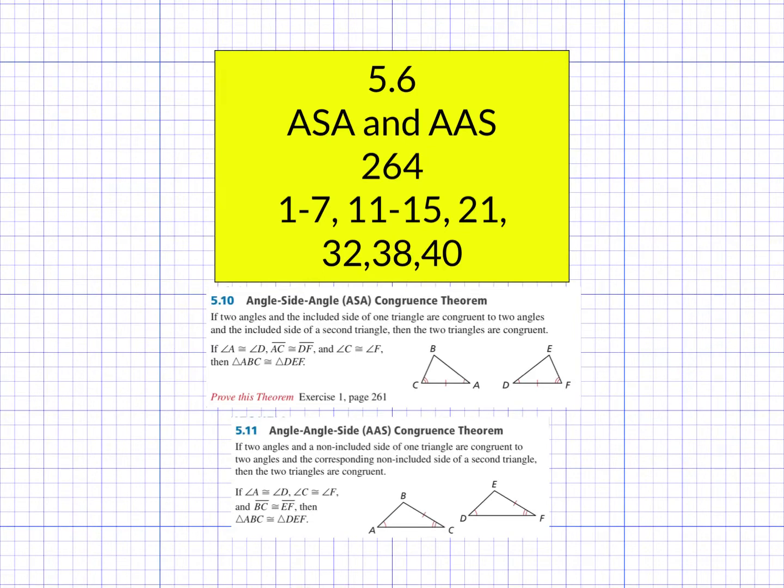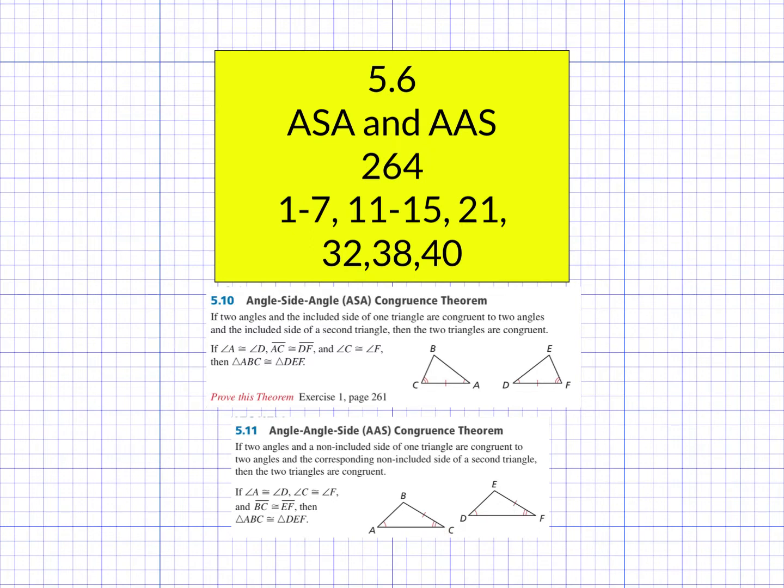Welcome to 5.6, angle, side, angle, and angle, angle, side. What's important that we show here is that the side of angle, side, angle is in between the two angles. Make sure that that's where you have it. And then when you have angle, angle, side, the side has to be attached to one of the angles. If it's in between, then it's angle, side, angle. So make sure it's in the correct order as well.